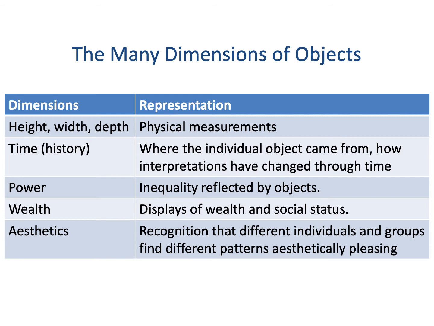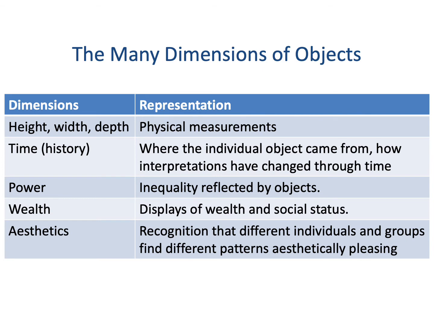The many dimensions of objects. In 1985, George W. Stocking Jr. proposed 7 dimensions of objects: height, width, depth, time in terms of history, power, wealth, aesthetics. When we take into consideration these things, height, width, and depth, can talk about the physical measurements. Time in terms of history, where the individual object came from, how interpretations have changed through time.